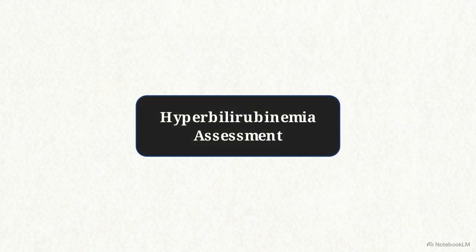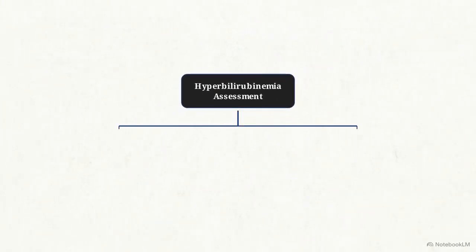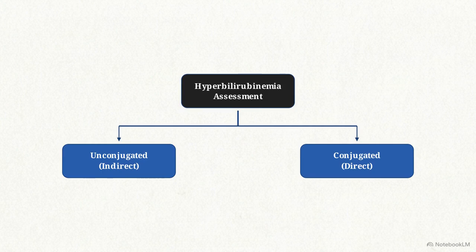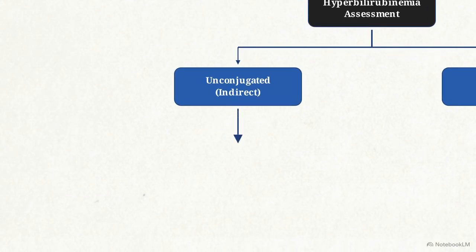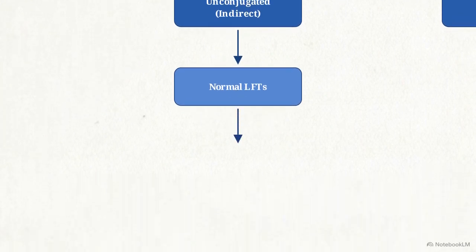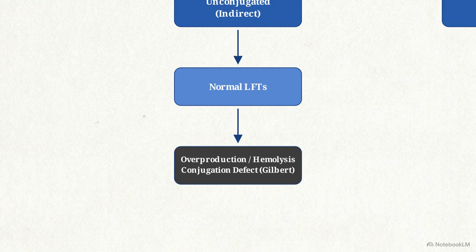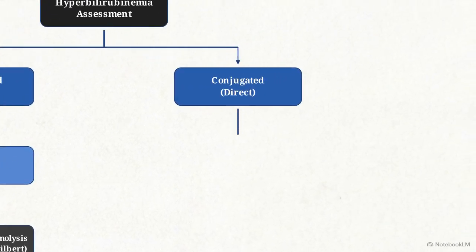This animated flowchart maps the diagnostic pathway for adult hyperbilirubinemia. The initial step requires splitting the condition into two distinct categories based entirely on laboratory data, unconjugated or conjugated bilirubin. If AST, ALT, and alkaline phosphatase remain within normal limits, the diagnostic field narrows immediately. We can isolate unconjugated etiologies, pointing directly to overproduction from hemolysis or a conjugation defect like Gilbert syndrome.